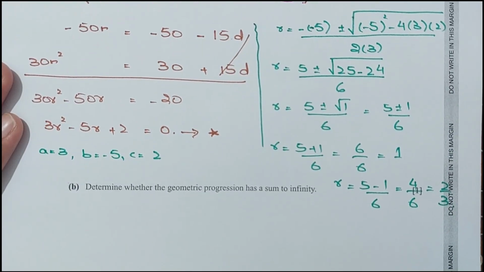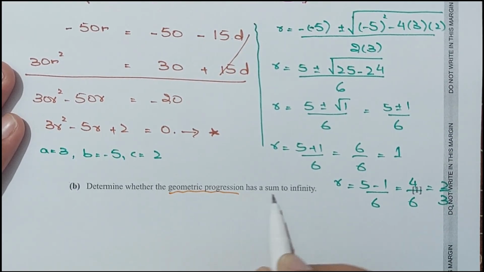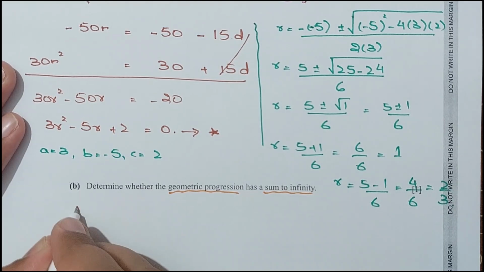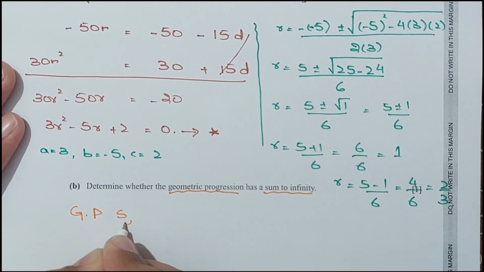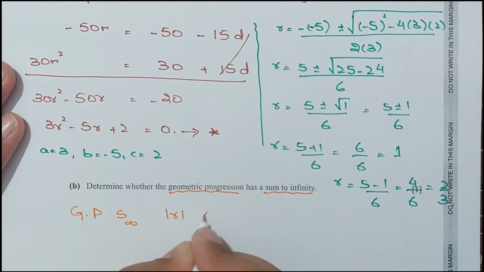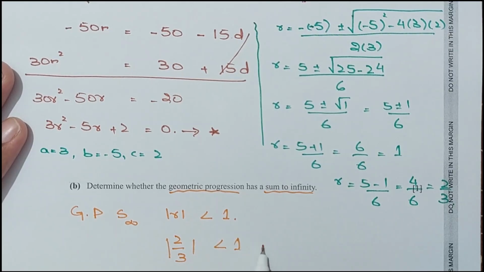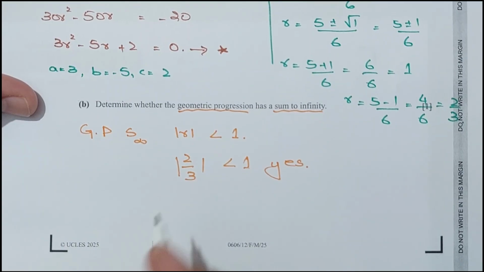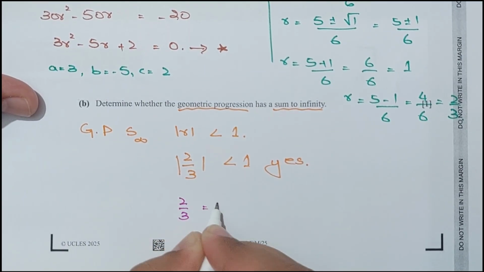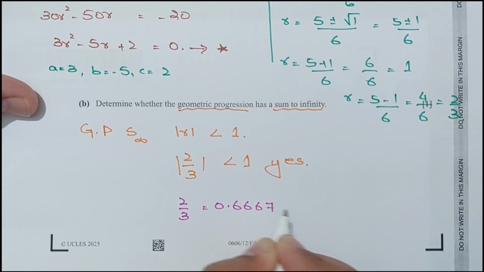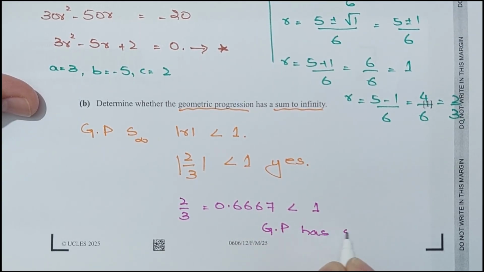Moving to part B: determine whether the geometric progression has a sum to infinity. The geometric progression has a sum to infinity when the absolute value of r is less than 1. So what is r? r is 2 by 3. So is the absolute value of 2 by 3 less than 1? Yes. So we can say it has a sum to infinity, because 2 by 3 is equal to 0.6667, which is less than 1. So it means the geometric progression has a sum to infinity.